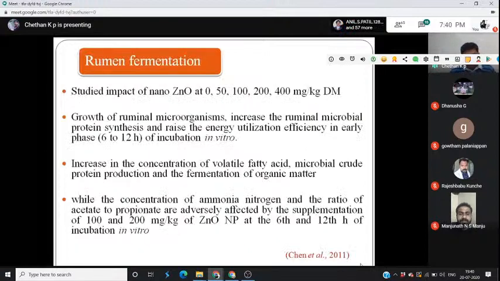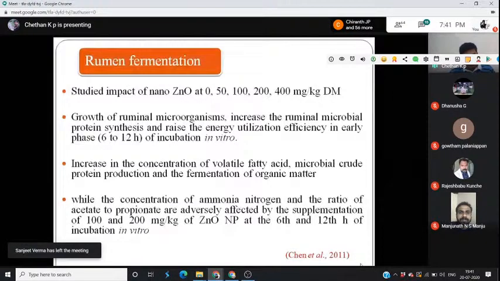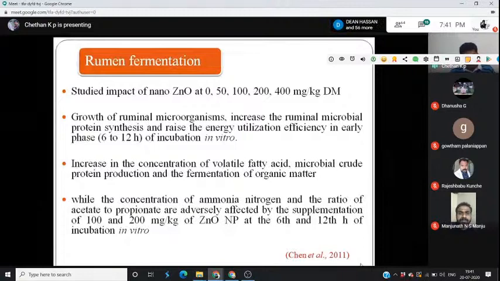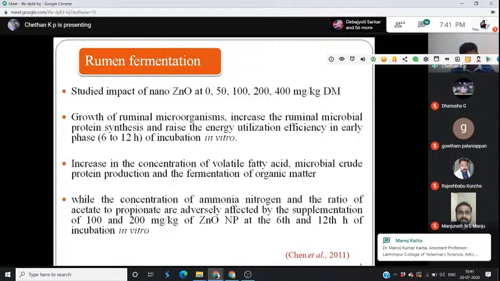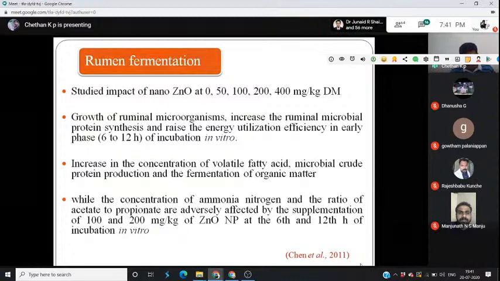So Chen and co-workers conducted an in vitro study on the effect of nano zinc supplementation on rumen fermentation parameters. They supplemented 0, 50, 100, 200, and 400 milligram per kg diet, and overall they found that there was an increase in the growth of ruminal microorganisms, an increase in ruminal microbial protein synthesis, and also a rise in energy utilization efficiency in the early phase, that is 6 to 12 hours of incubation in vitro.